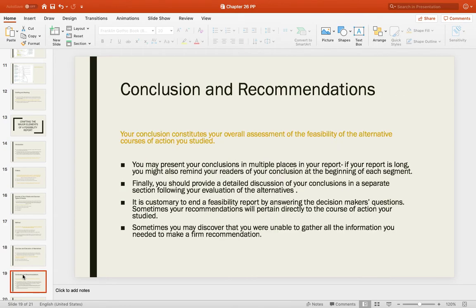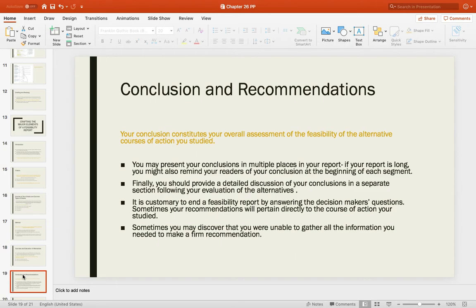Conclusions and recommendations. Your conclusion constitutes your overall assessment of the feasibility of the alternative courses of action you studied. You might present your conclusion in 2 or 3 places in your report, but you should certainly mention it in the beginning as well as in detail in separate sections following your evaluation of the alternatives.